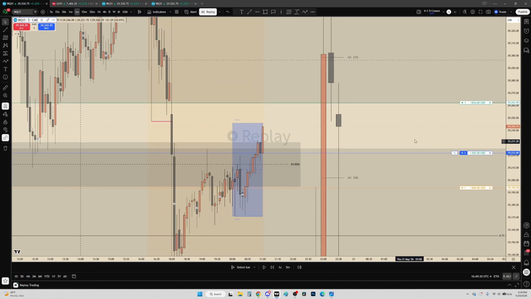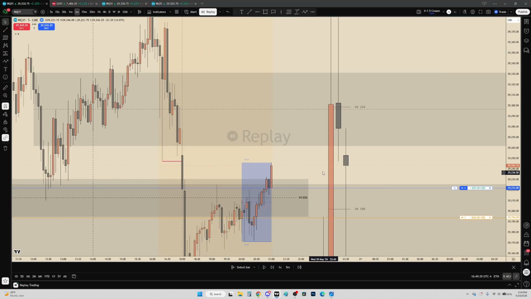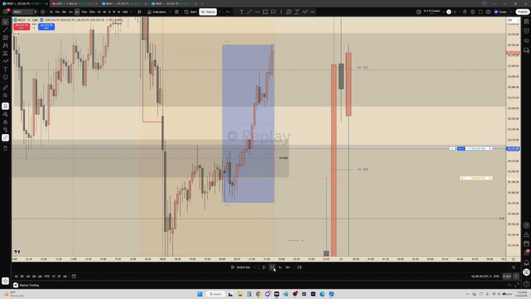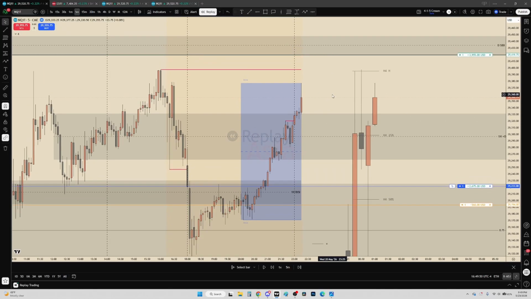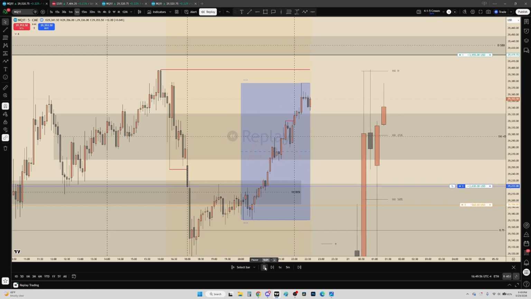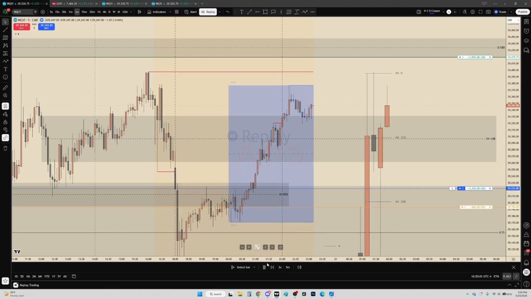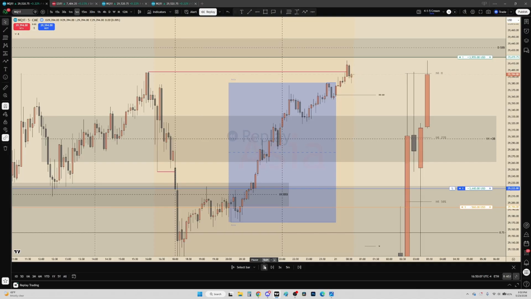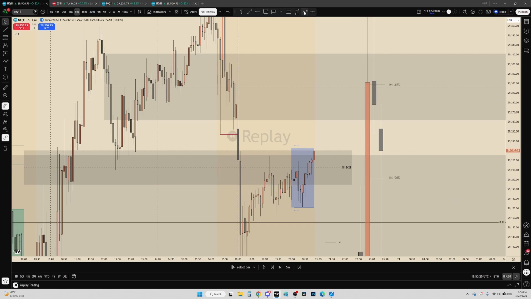But if we play it, right, this is the target. Actually, no, this is the target up here. But if you play that out, oh, maybe we do. There you go. And that's just anticipating this 1 hour BISI to hold as an inversion fair value gap.